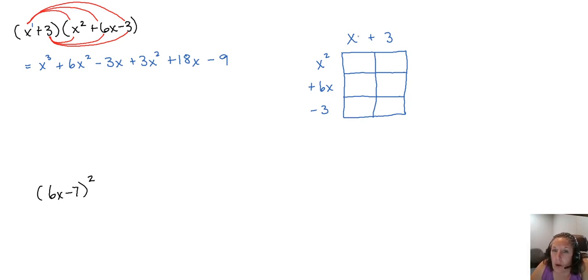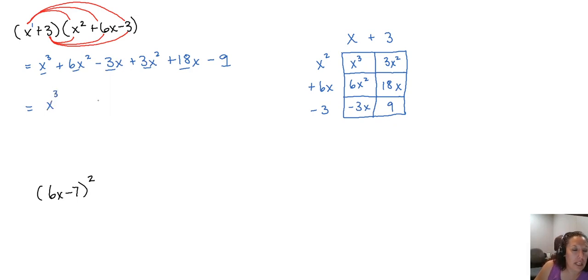And in each of these boxes, you're going to multiply what's above it by what's next to it. And so we get x cubed. x squared times 3x is 3x squared. 6x times x is 6x squared. 6x times 3 is 18x. Negative 3 times x is negative 3x, and negative 3 times 3 is negative 9. Notice that it does give you the same 6 terms that we found in the previous method, and then you can just combine like terms from either form.